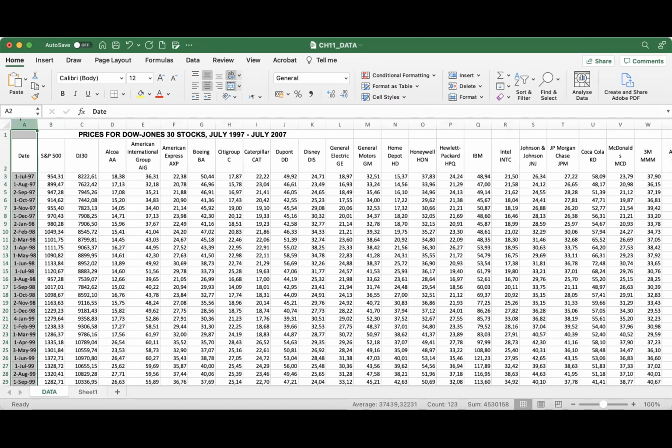So you have to select the date column. Then you have to go to sort and filter. I have two options: sort oldest to newest or newest to oldest. So we want to have the newest dates first. So click on sort newest to oldest.